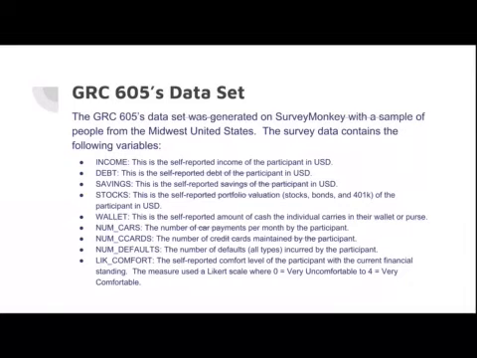The data set that we will be using is information that was generated on SurveyMonkey with a sample of people from the Midwest. The survey data contains several variables: the income, the debt, the savings, the stocks, wallet, number of car payments, number of credit cards, number of defaults, and using a Likert scale, the comfort level of the people taking the survey. Notice that these are all self-reported and they will help us to determine correlations between the different factors.